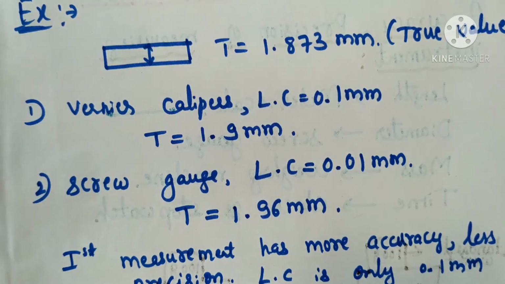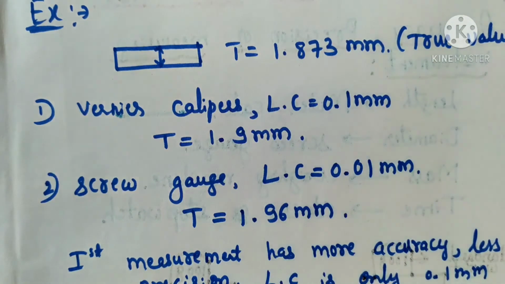In examination they may ask for 3 marks like state and explain accuracy and precision of the measurement of a physical quantity. So the question may ask like this. Okay, this is about accuracy and precision.